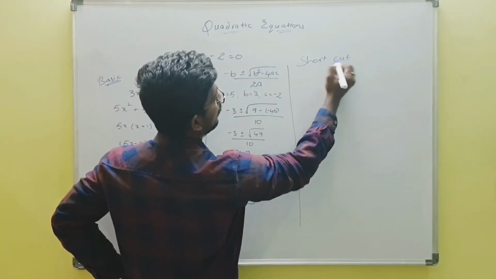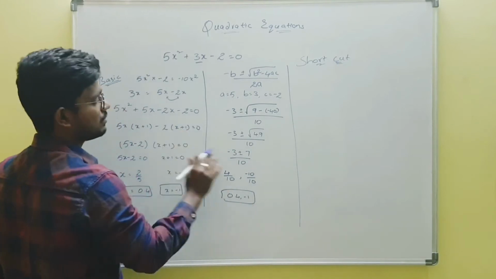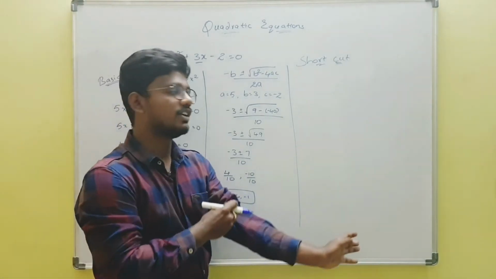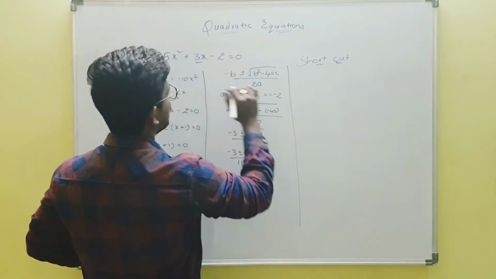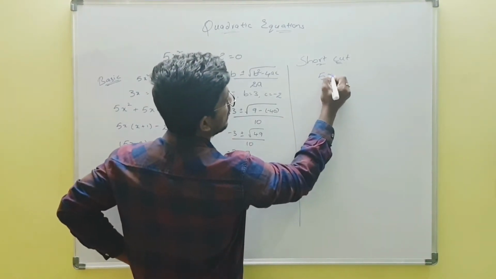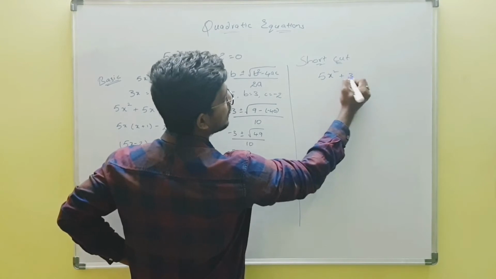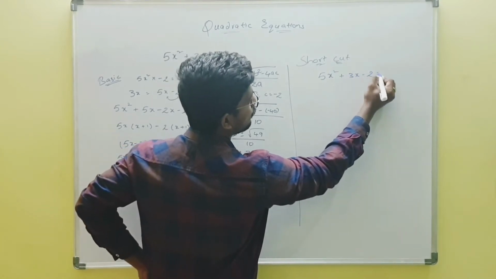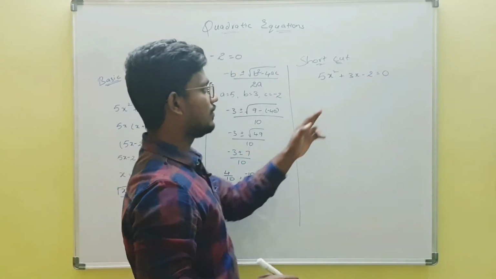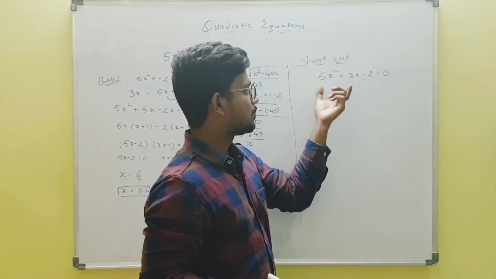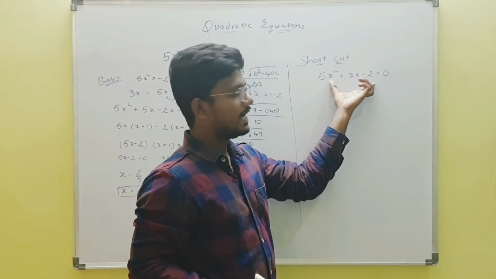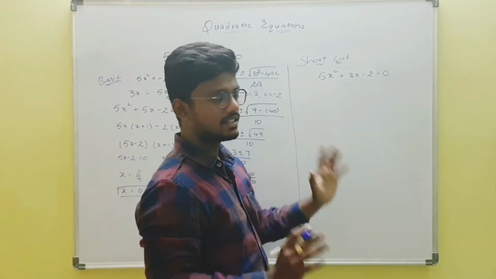see, we have to follow the shortcut. We must not follow these two methods in competitive exams, because time is an important factor in competitive exams. See here, the equation is 5x square plus 3x minus 2 is equal to 0. Now I have to divide 3x such that the sum must be equal to 3x and the product must be equal to minus 2 into 5x square, that is minus 10x square.